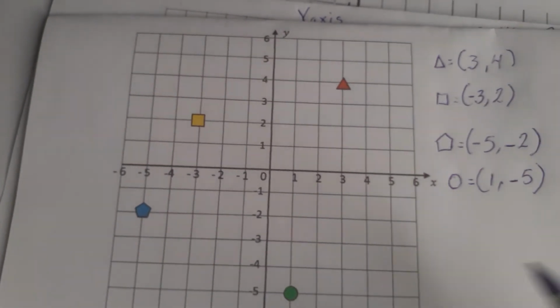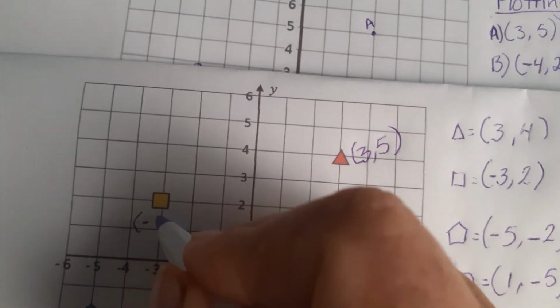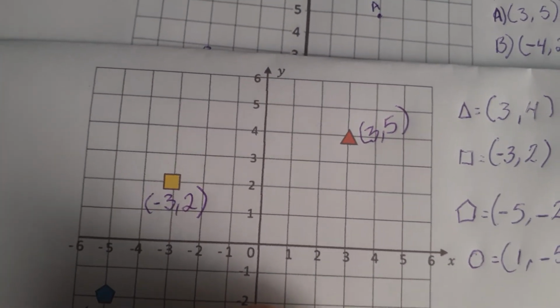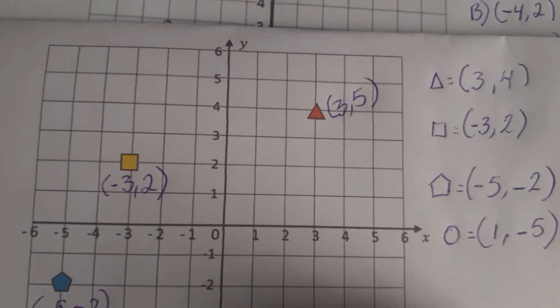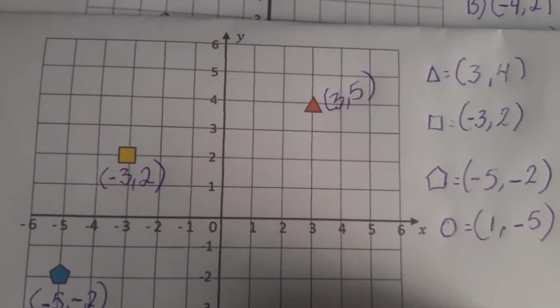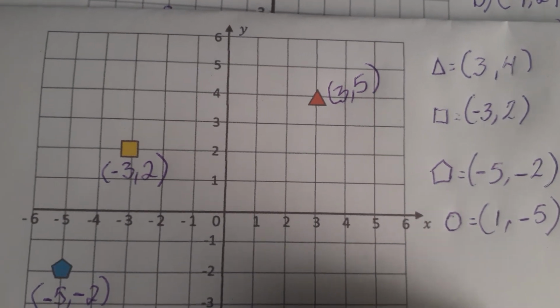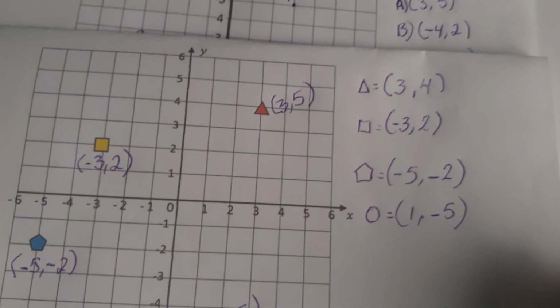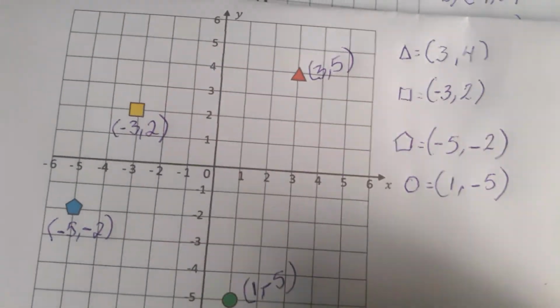Okay, and that's how we do it, and you can write it right beside the shape. 3, 5. This will be -3, 2. This will be -5, -2. And the circle will be 1, -5. And those are the pairs of coordinates where we find each of these shapes in a coordinate plane.